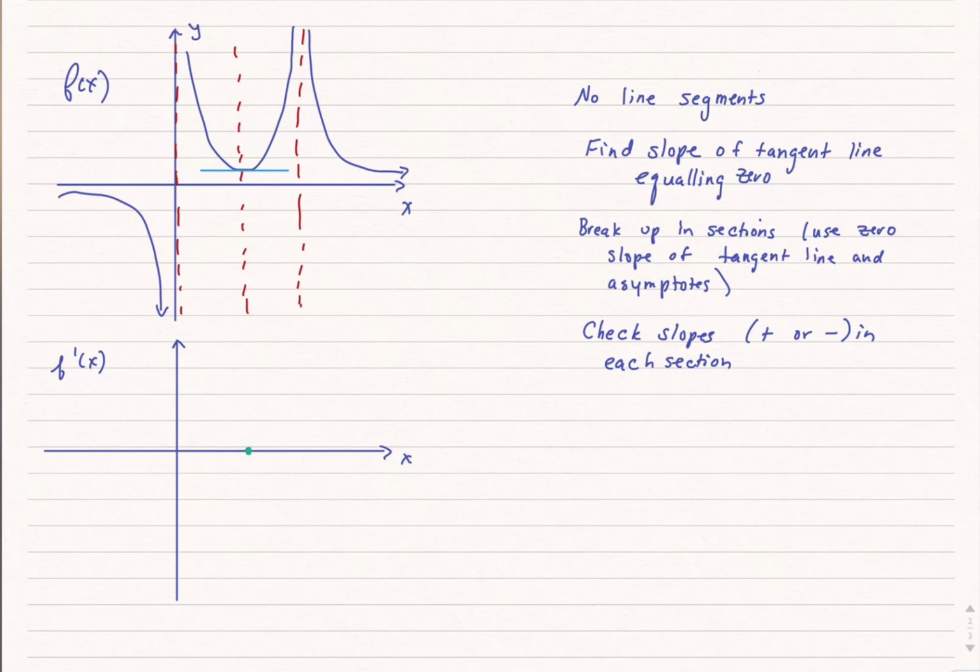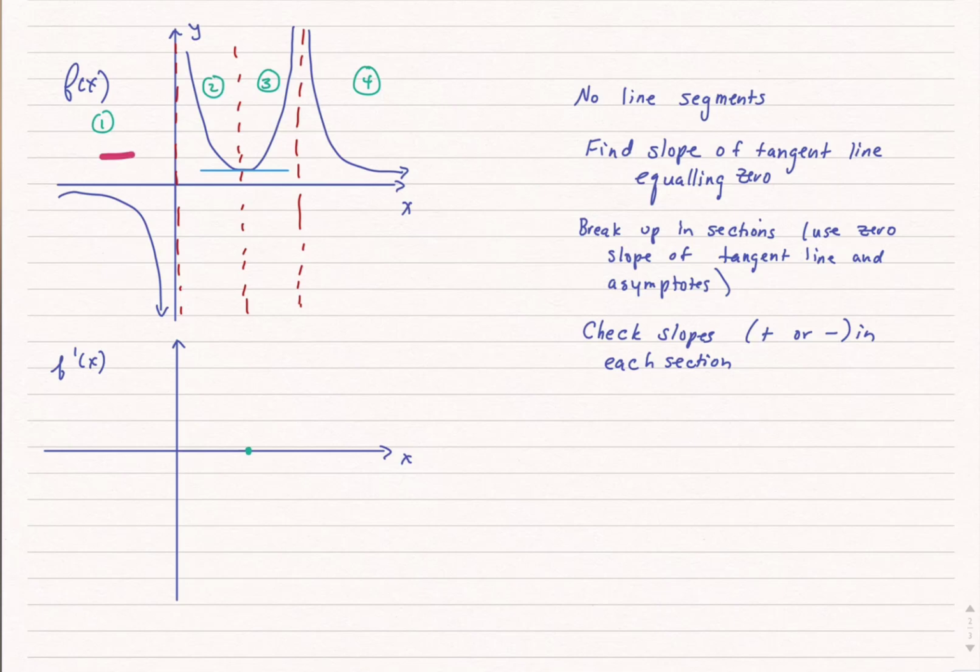Where there's an asymptote on the function, there's also going to be an asymptote on the function's derivative. So I'm going to break this up into 4 sections. And I'm breaking this up either by an asymptote as a boundary or where the tangent's equal to 0 as a boundary. The next thing I'm going to do is in each section mark whether the slope is positive or negative. That means whether or not the graph of the derivative will be above the x-axis or below the x-axis.